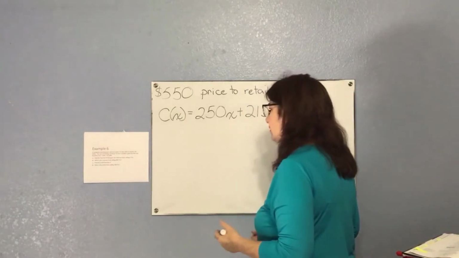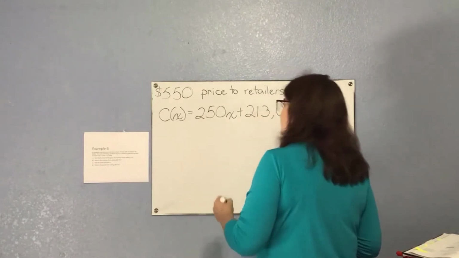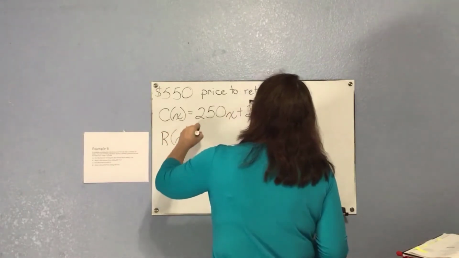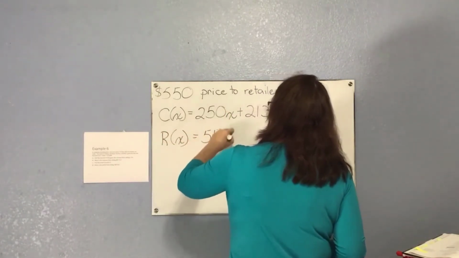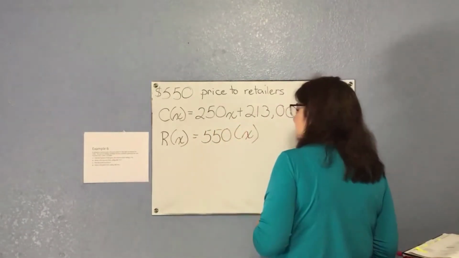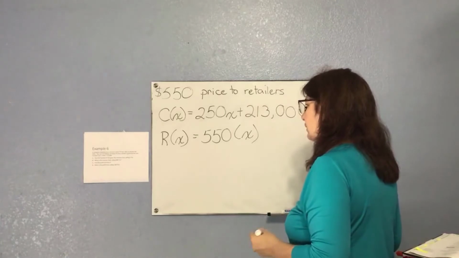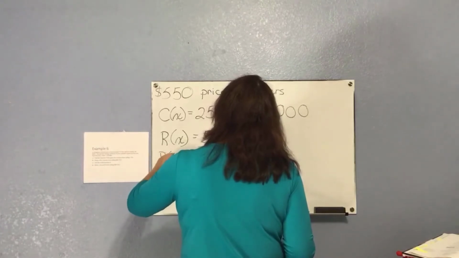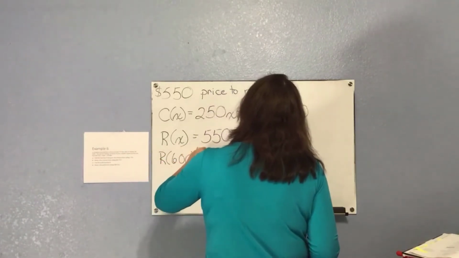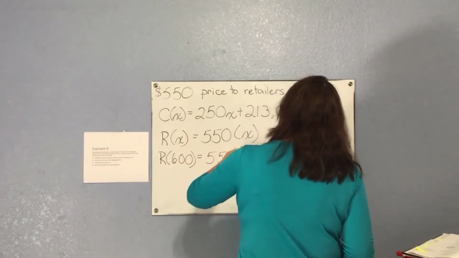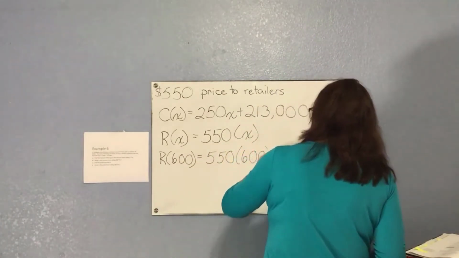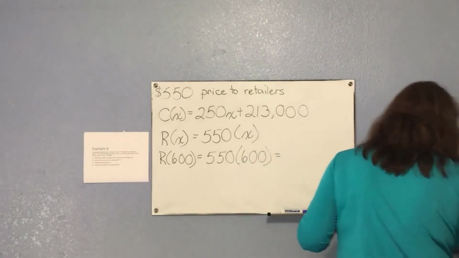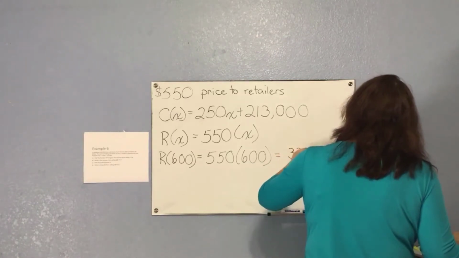It says find the function R that gives the revenue from selling X TVs. Well, the revenue, very simply, is going to be 550 times X. What is the revenue from selling 600 TVs? R of 600 is equal to 550 times 600, which gives us $330,000.